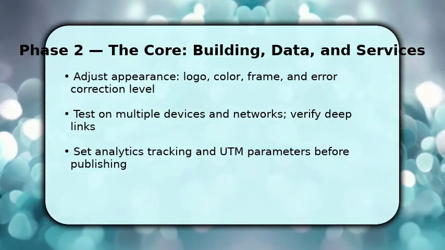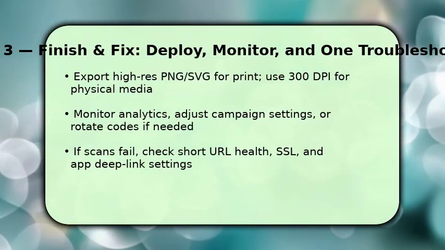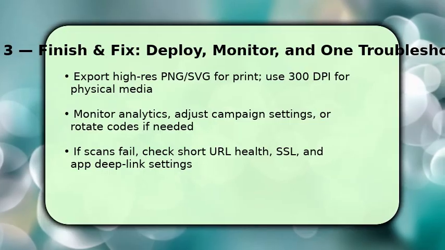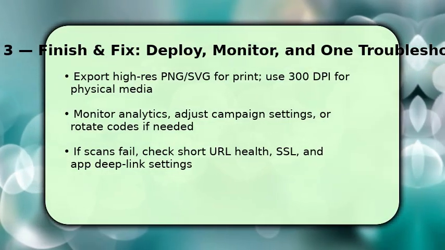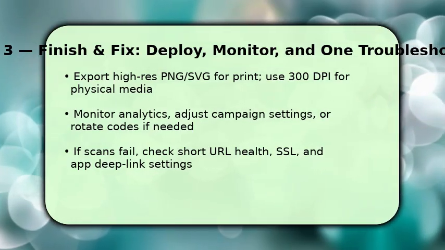Finally, export the QR in the right format for your use. PNG for web or SVG for large print. Choose 300 dpi for posters. Publish in your campaigns and monitor Blurr analytics to see scan rates and device breakdowns. Adjust messaging or replace codes if performance dips.